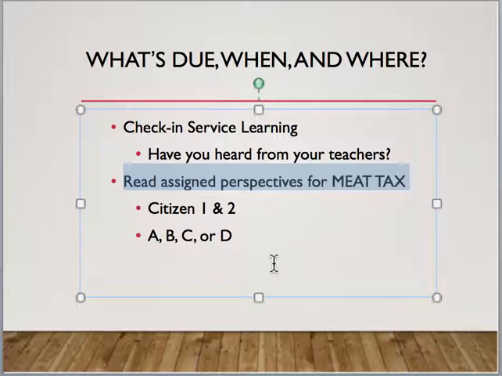And before coming to your class next week, have them read the assigned perspectives for the meat tax. So they all have to read Citizen 1 and 2 and assign them to these different A, B, C, or D before they leave your class. For those of you that have the 3-hour class, just make sure that you allow them to have some time to read in class. All right, that's it.